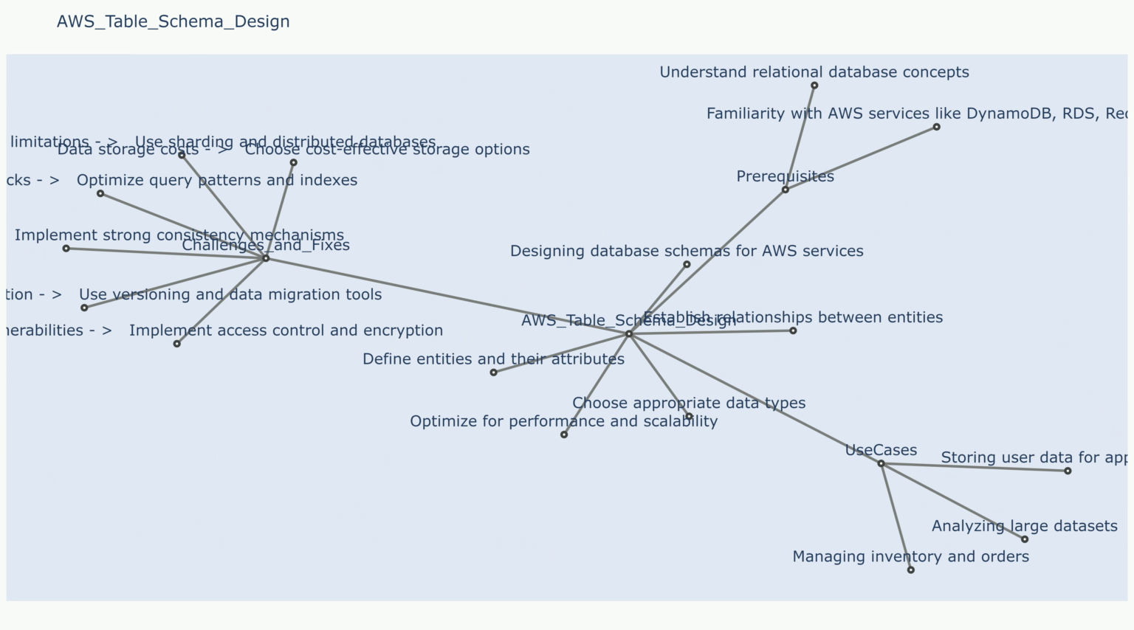Security vulnerabilities. Databases can be vulnerable to security threats, such as unauthorized access, data breaches, or injection attacks. Implement access control and encryption. Enforce strict access control policies to restrict access to sensitive data based on user roles and permissions. Implement data encryption at rest and in transit to protect data from unauthorized access. Utilize security features offered by AWS database services like IAM roles and encryption options.